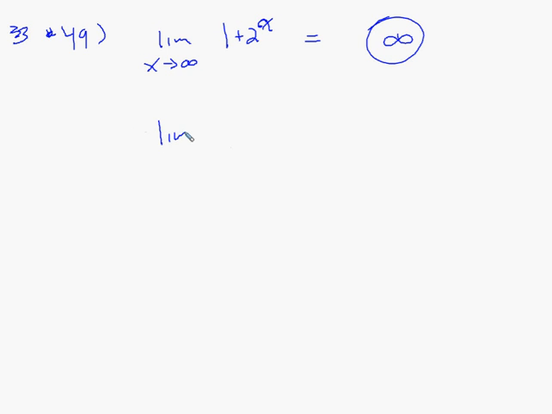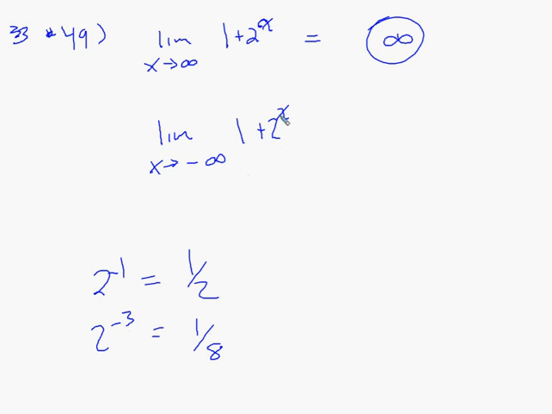But it asks me to also take this limit. Suppose x gets infinitely small, so it gets infinitely negative. So now we need to think, well, what's happening here? If I have 2 to the negative 1, that equals a half. If I have 2 to the negative 3, that equals 1/8. So as x gets infinitely large on the negative side, this gets really, really small. So now the limit is 1.